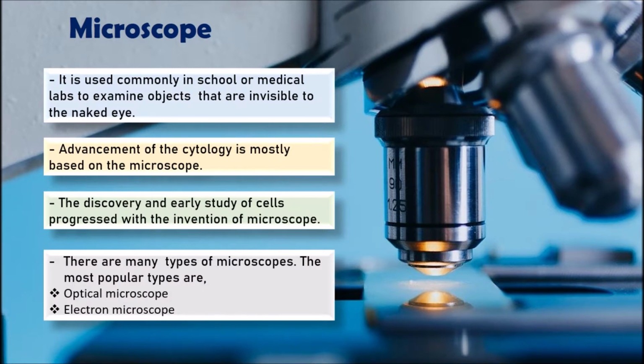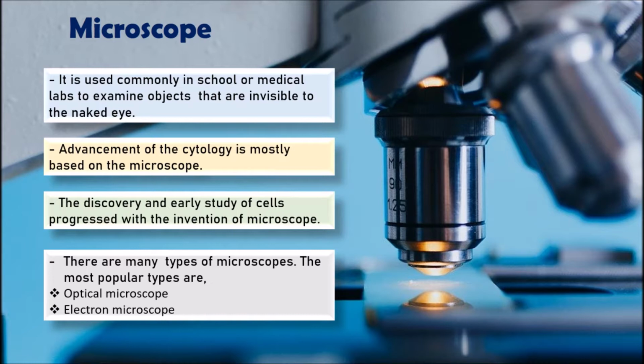Advancement of cytology is mostly based on the microscope. The discovery and early study of cells progressed with the invention of the microscope. There are many types of microscopes. They can be grouped according to the method used to produce an observable image. The most popular types of microscope are the optical microscope and the electron microscope.